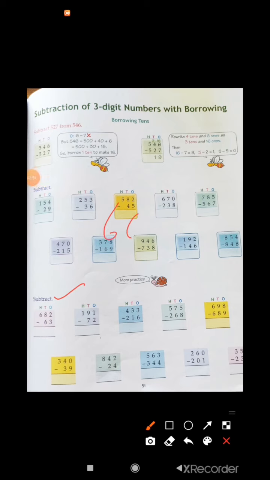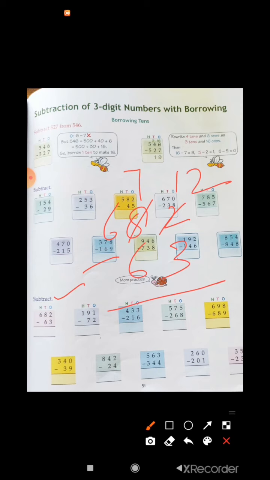The question is 682 minus 63. 2 is less than 3 now, so take borrow from 10 side. Here will be 12 and here is 7. 12 minus 3 is 9. 7 minus 6 is 1 and 6 minus 0 is 6. The answer is 619.